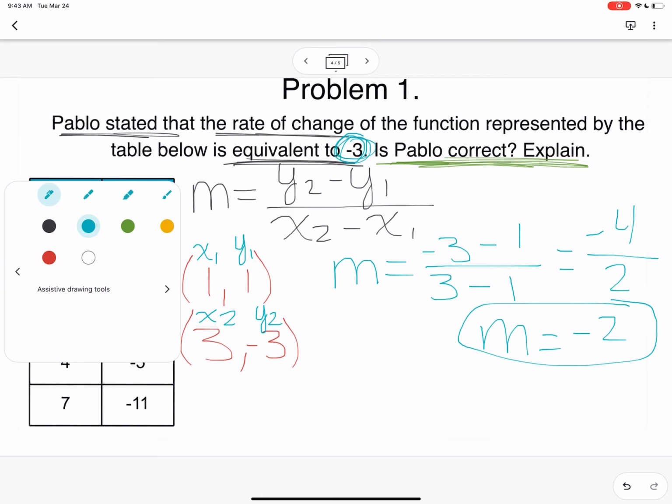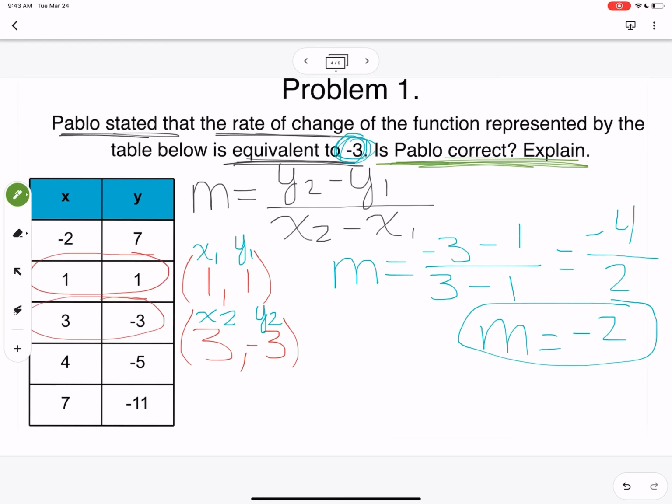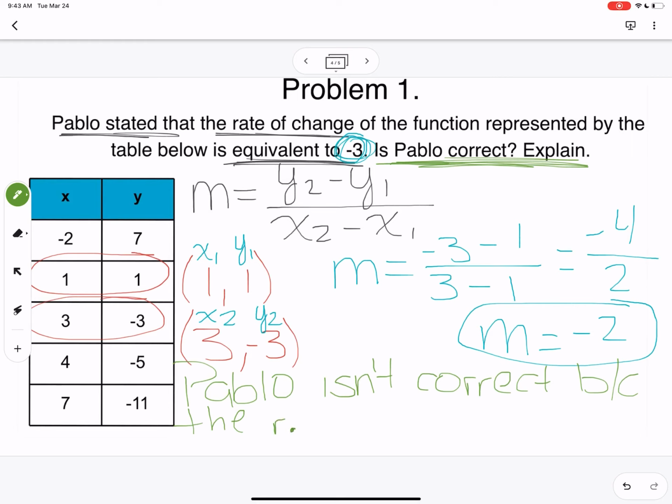So our answer to the question is: Pablo isn't correct because the rate of change is actually -2.